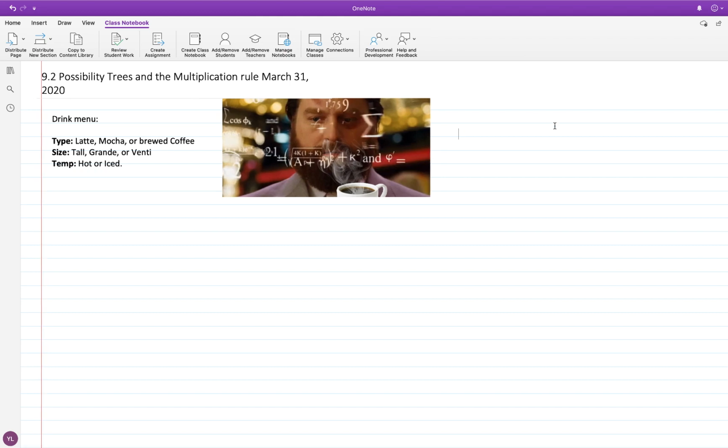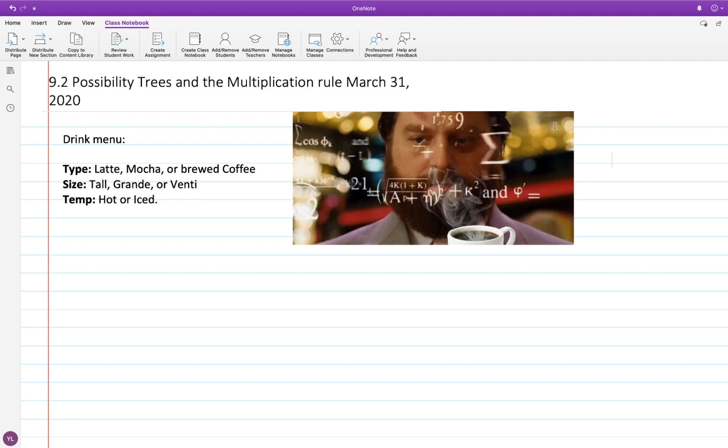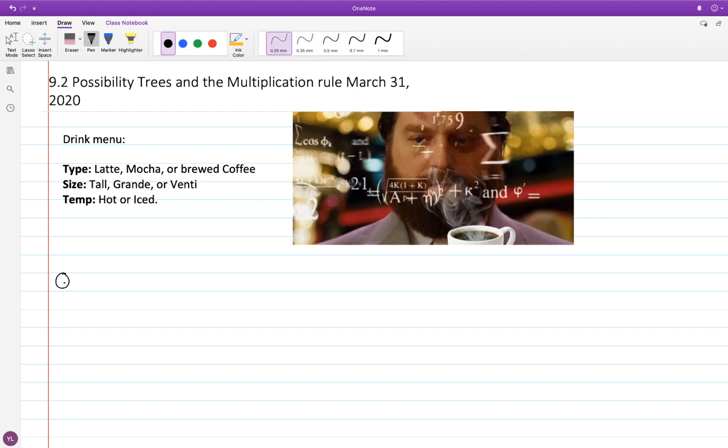Okay, in 9.2, we are studying one of the most basic principles of counting, and that's the multiplication rule. So let's consider the following situation. We're at a coffee shop and we're ready to order a drink, and we look at the menu, pretend that we have this sort of reduced menu. And the question is as follows: how many different possibilities of drinks are there from this menu?